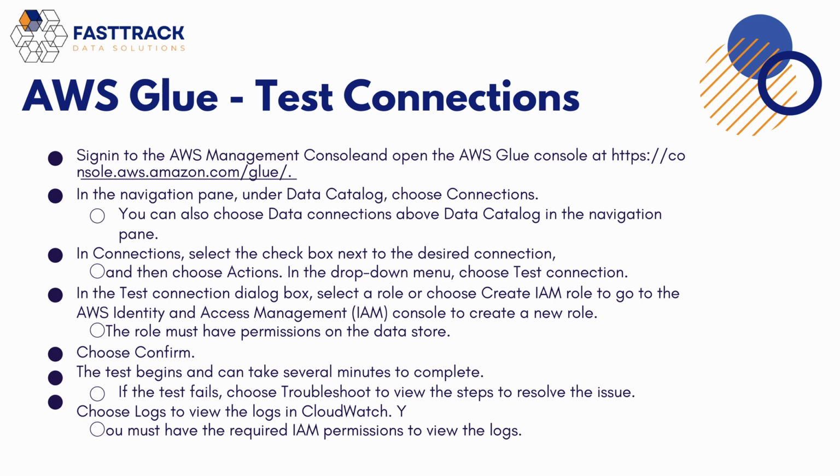Choose an IAM role. Select an existing IAM role or choose Create IAM role to create a new one. The role must have permissions to access the data store. Confirm and run the test. Choose Confirm. The test will start and may take several minutes to complete. Review results. If the test fails, choose Troubleshoot for guided resolution steps. Choose Logs to view detailed logs in CloudWatch, which requires proper IAM permissions.